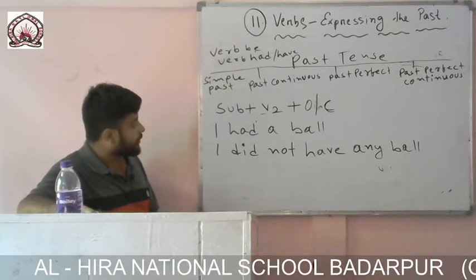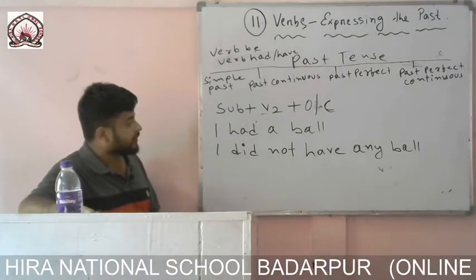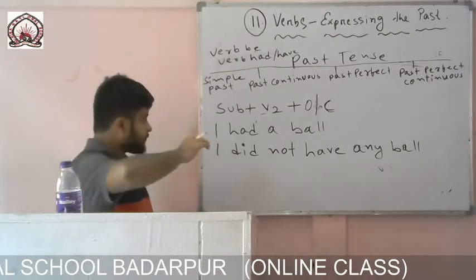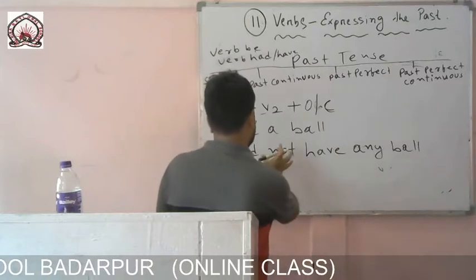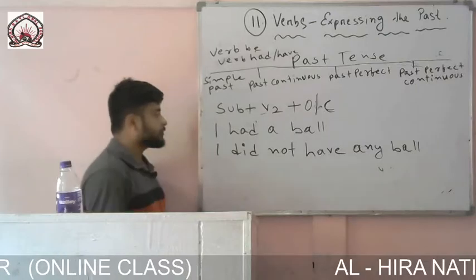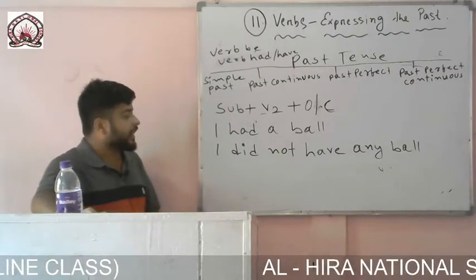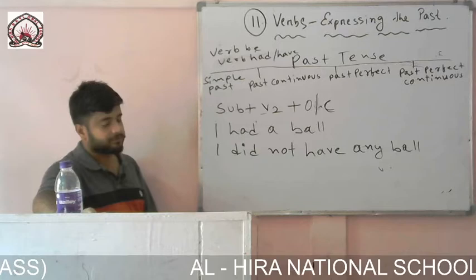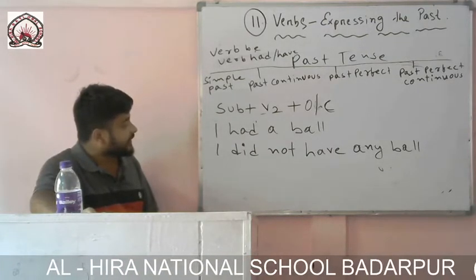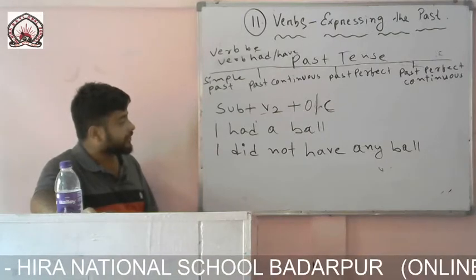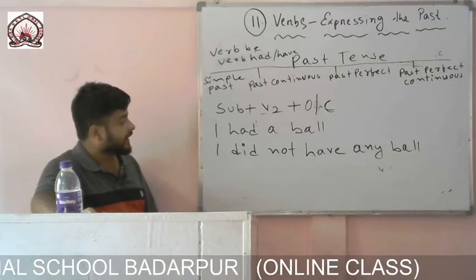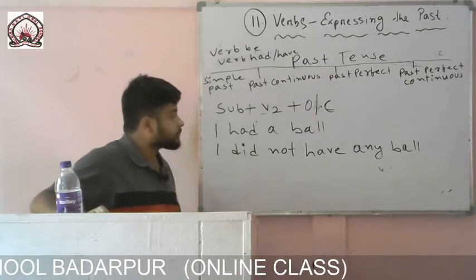So I had a ball. I did not have any ball. If I want to change it to negative, it is already changed. If I want to change it to interrogative, then how do I have to change? Did I have any ball? Did I have a ball? Did I have any ball? Understood or not?